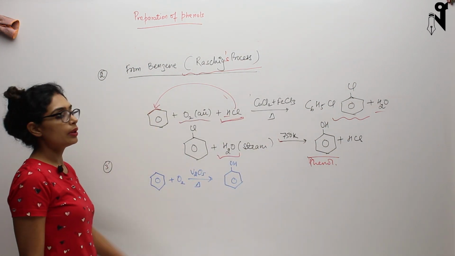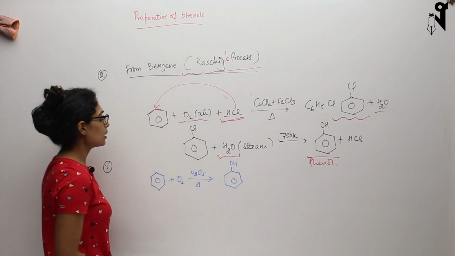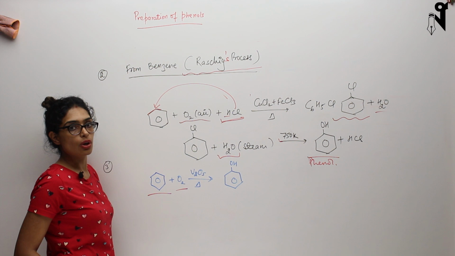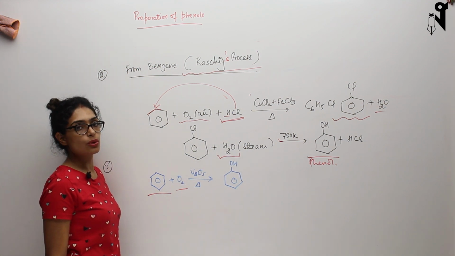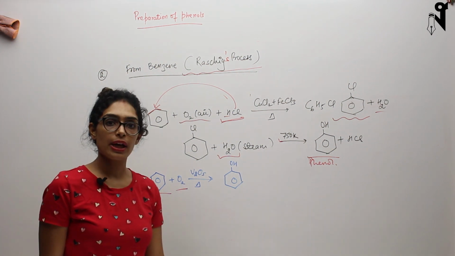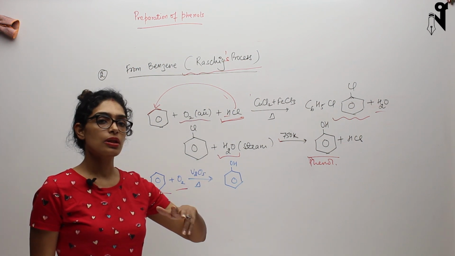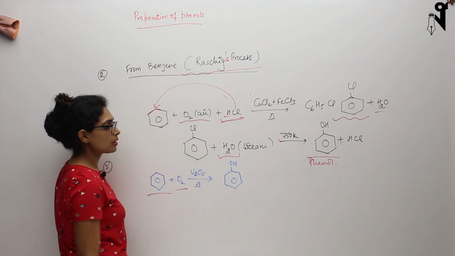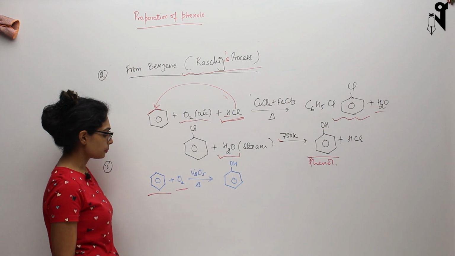So this is one more important method of manufacturing phenol on a large scale. The third method is taking benzene directly and treating it with oxygen at a very high temperature in the presence of a catalyst V2O5, vanadium oxide. Vanadium oxide is used as a catalyst in many other processes where we had to do the polymerization of smaller chains to convert them into benzene or benzene based chains. Okay, so vanadium oxide is a very common catalyst we use for benzene based reactions.